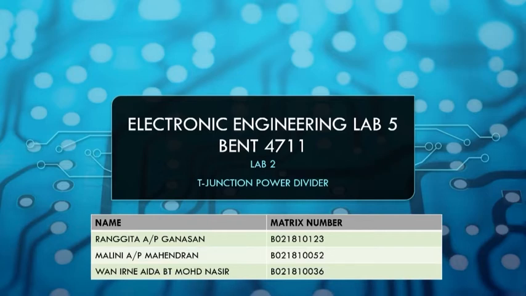This video is done to explain about our Lab 2 session, which is T-Junction power divider. The main objective of this lab session is to design a T-junction power divider, and the second objective is to simulate the scattering parameter of T-junction power divider.